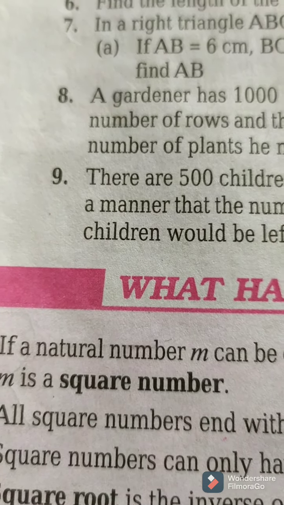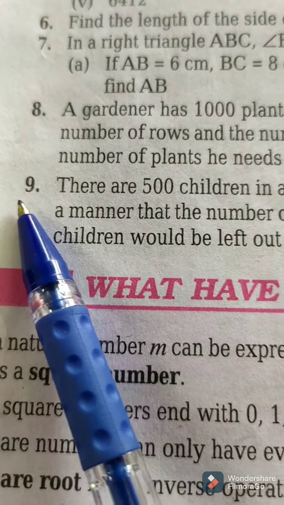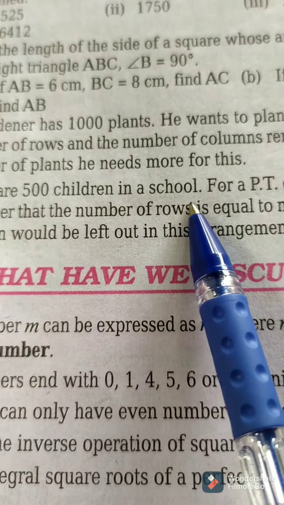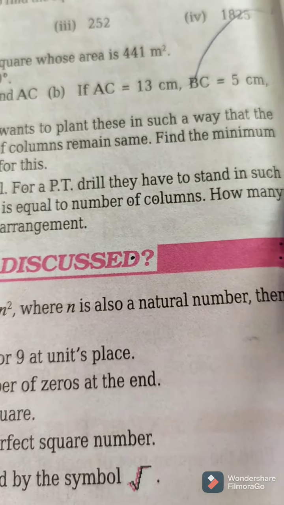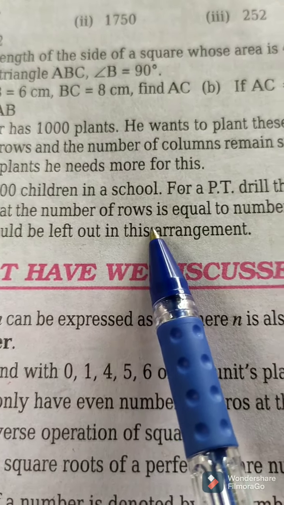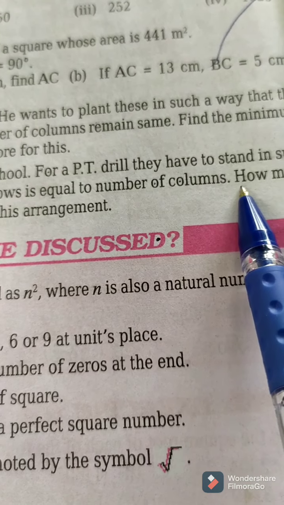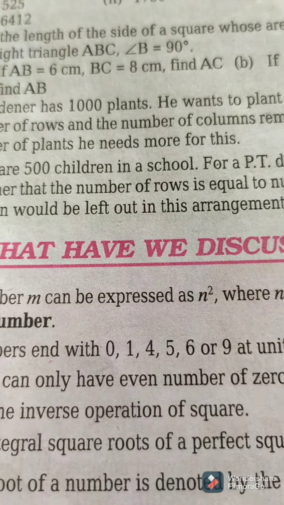We'll go on to the next problem, that is the 9th problem, exercise 6.4. There are 500 children in a school. For a PT drill, they have to stand in such a manner that the number of rows is equal to the number of columns. How many children would be left out in this arrangement?